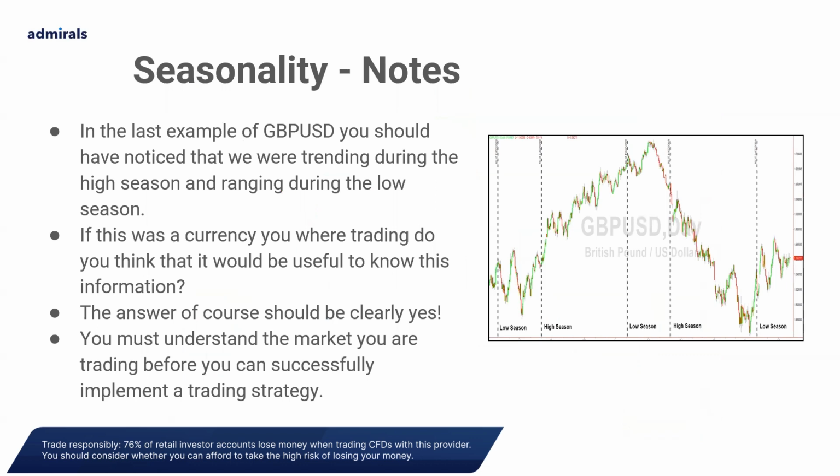So in that example, which was a daily chart of the pound against the US dollar, what I would hope you'd have noticed is that we were trending very strongly during the high season, and that we were predominantly ranging during the low season. Okay, just think about that.